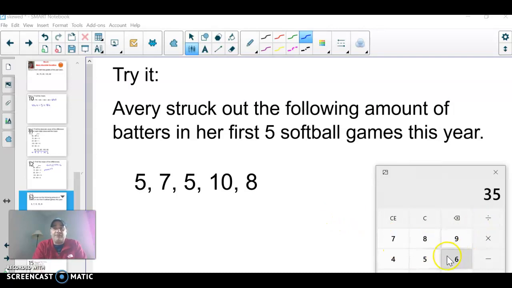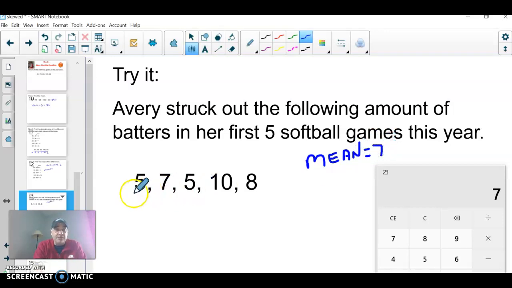35 divided by 5 should be 7. So therefore, my mean is 7. So step 1 is done. Now I have to calculate how far each one of these numbers is away from 7. And I don't really care about the negative sign. So I like to draw a line underneath. How far is 5 away from 7? Oh, that's 2. How far is 7 away from 7? Oh, that's 0.